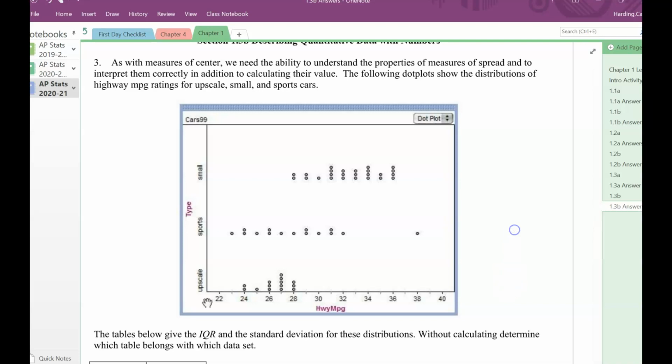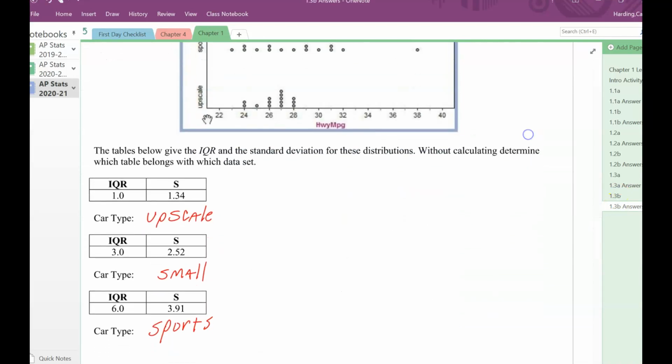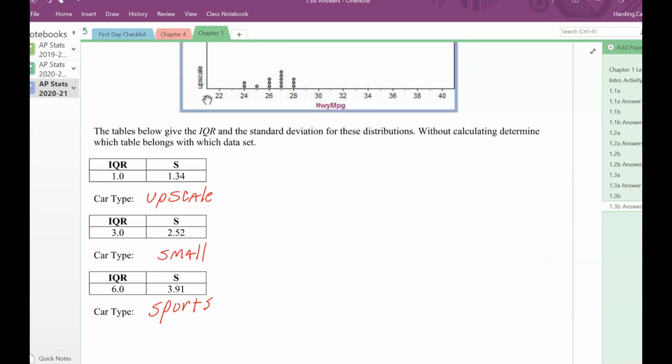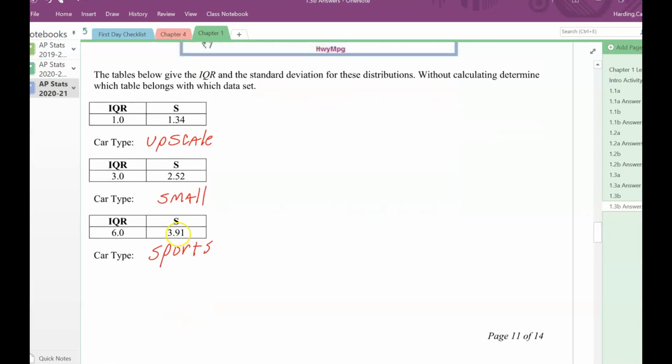All right, compare your answers with what we have up here on the screen. You should have noticed from those distributions that the upscale cars were most tightly clustered. They have the smallest variability, therefore the smallest IQR, the smallest standard deviation. The next most tightly clustered dot plot is the small cars. This section of the small cars might have about the same variability as the sports cars, but the sports cars have a large outlier, which is going to give it a larger standard deviation.